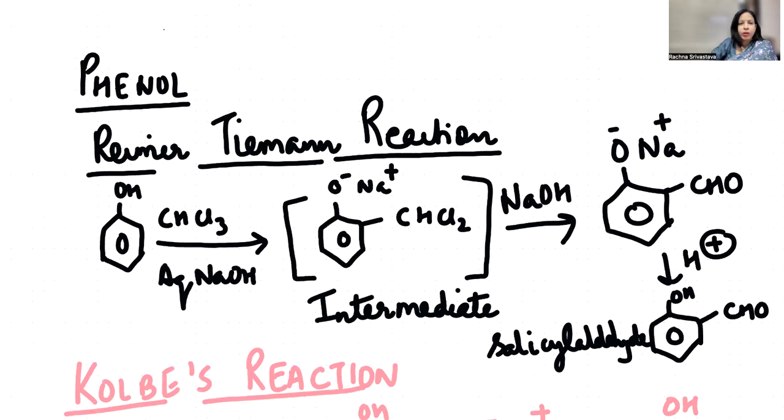Now this is the first organic chapter, which is very important. You can see here on my screen that it is showing phenol. So we start with phenol, the Reimer-Tiemann reaction. This is something very important. There are many ways of writing this Reimer-Tiemann reaction.